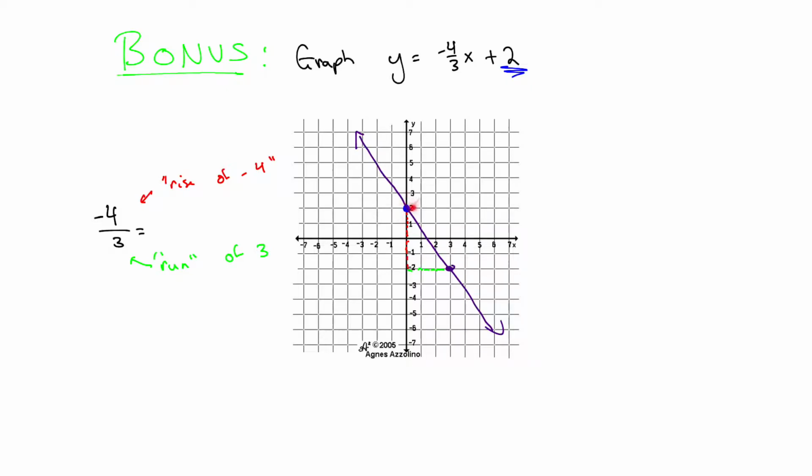You can start with your y-intercept and then use your slope to find the next point. Since this was negative 4/3, we go down 4 because we have a rise of negative 4, and we go to the right 3 because we have a run of positive 3. All right. Now the second representation of a line would be point-slope form.